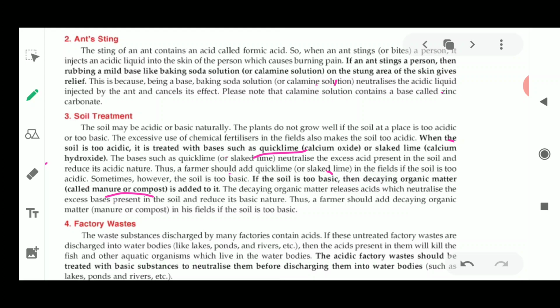So the waste which is discharged from many of the factories contains acid in it, such as the cloth industry and the leather industries. They are producing a large amount of acidic solutions from their factories. But if they are left untreated, then what will happen? If such wastes are left untreated, they are going to be discharged into the water body without any treatment. It is going to kill the fish and the other aquatic animals.